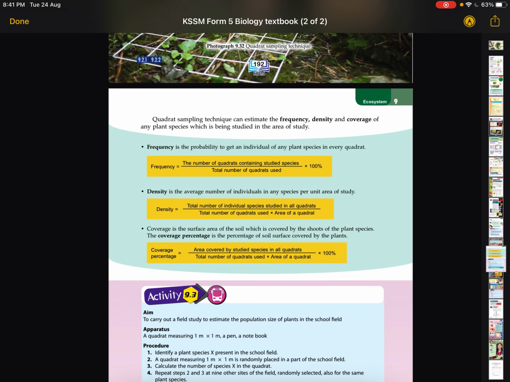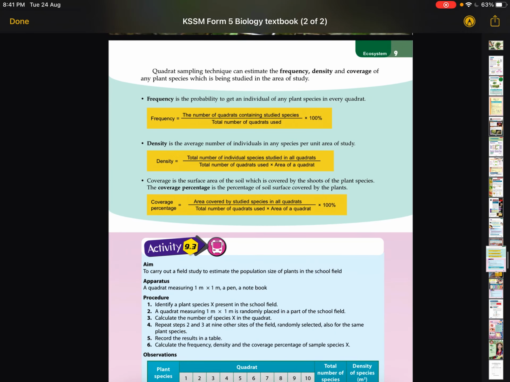So after you get the results from your quadrat sampling, you can estimate the frequency, the density, and the coverage of a plant species. So for frequency, it is the chance of you getting that organism in that quadrat. The formula is how many quadrats have the species, divided by how many quadrats there are in total, times 100%.